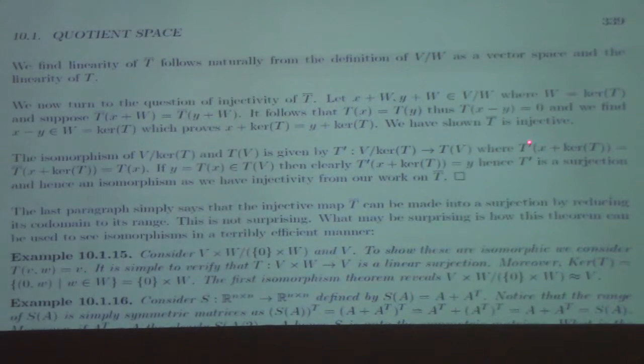So if you take a point, T prime of x plus kernel T is equal to that, which is equal to that. That's the definition of T prime. Fine. If you pick any point in the image, like y equal to T of x, then it's easy to see that x plus the kernel of T maps to y. But that point was arbitrary, therefore T prime is a surjection. So we have an injection and surjection from V mod the kernel of T to T of V. Consequently, they're isomorphic, right? And there you have it. All right.